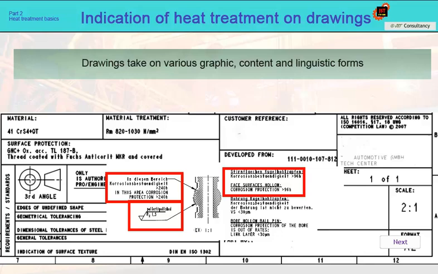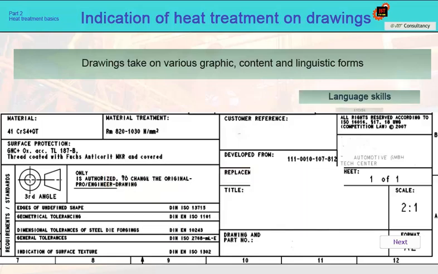Therefore, in order to correctly identify the customer's requirement according to the drawing, it is necessary to have language skills. It is necessary to identify 41CrS4 steel. And it is also necessary to know what some abbreviations, such as GNC plus OX or RM, represent. GNC is gas nitrocarburizing, OX represents surface oxidation, and RM is the abbreviation used to indicate tensile strength.